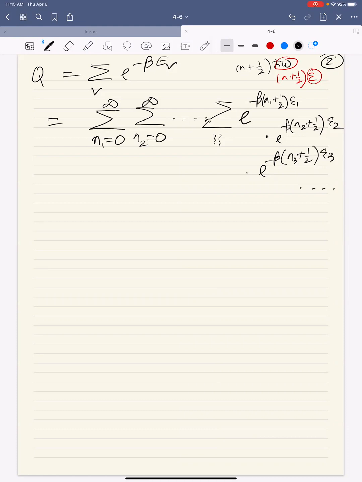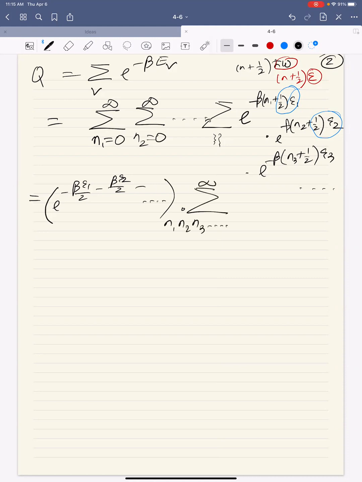So what I'm going to do now is to collect all these zero-point energy terms and bring them outside. Because if I just look at half epsilon 1 or half epsilon 2, that does not depend on the summation, right? There is no n1 or n2 over there. So that can be brought out. And this will become e to the power minus beta epsilon 1 by 2 minus beta epsilon 2 by 2 dot dot dot, multiplied by the summation over n1, n2, n3, as many as you have. All of them can go from 0 to infinity, e to the power minus beta (n1 epsilon 1 plus n2 epsilon 2 plus dot dot dot).